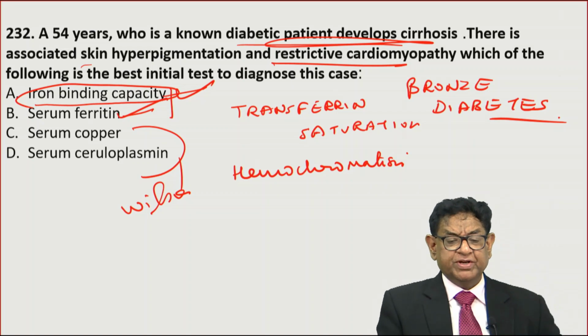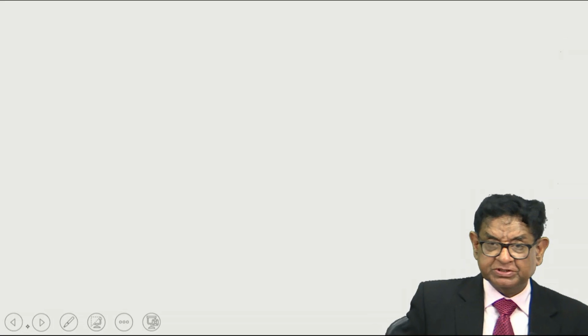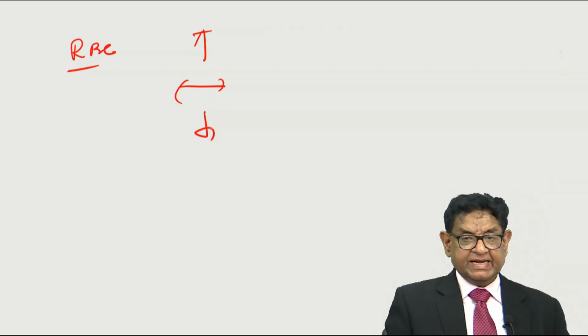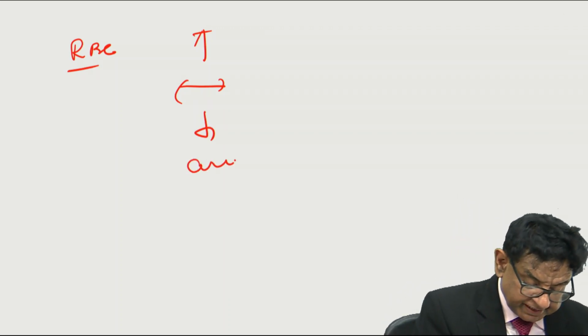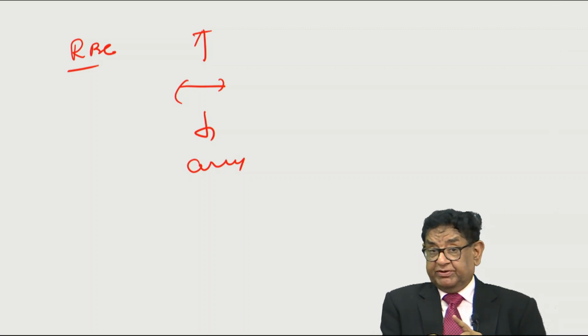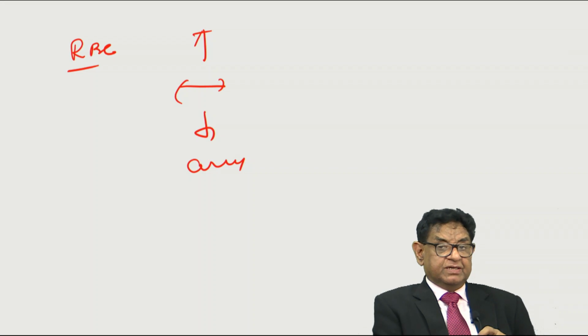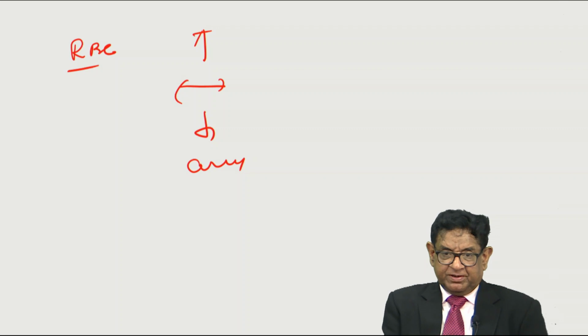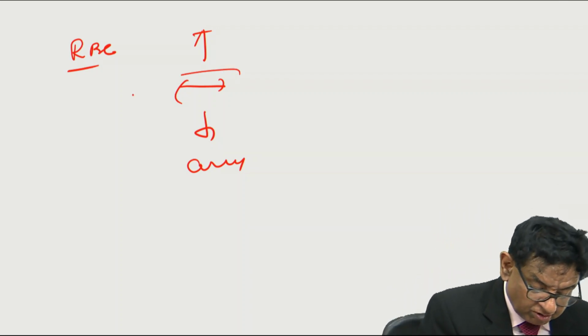Now, something very unique and special. Here, hemochromatosis is the iron overload state. What is the special thing about it? What happens to RBC count in these cases? RBC count increased, normal, reduced, or any of the above can happen. Stop the video, write down the answer. The question is, what happens to RBC count in this iron overload state? Well, the answer is normal.